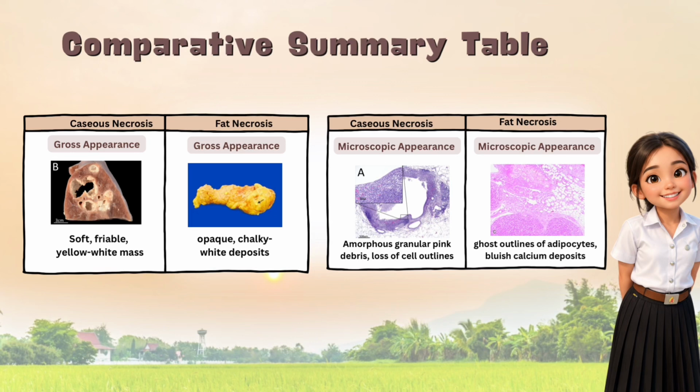Finally, histology under the microscope. Caseous necrosis shows structureless granular debris, whereas fat necrosis retains the general outline of dead fat cells with calcium deposits.